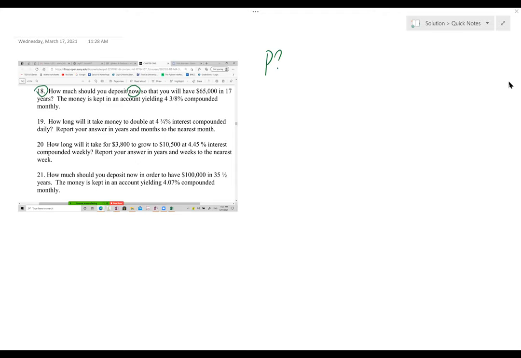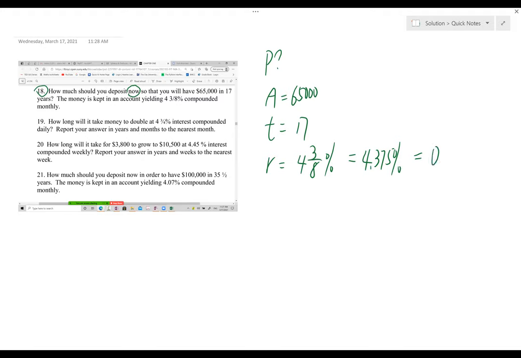Okay, amount is 65,000, right? And what else is given? The time, 17 years, and the rate. Very good. 17 years and rate. Perfect. 4.375%. And then typically we turn the rate into a decimal number, so that becomes 0.04375, right? And one last thing we need is it's compounded monthly, right? So number of compounding periods is 12 per year.